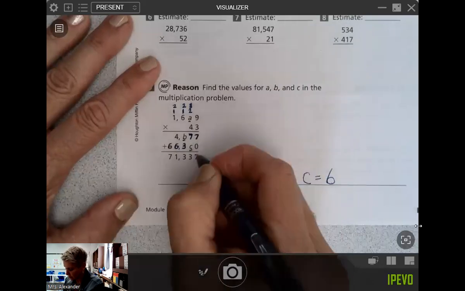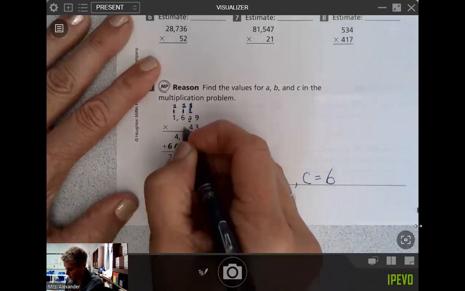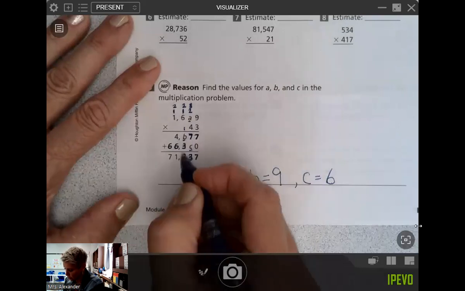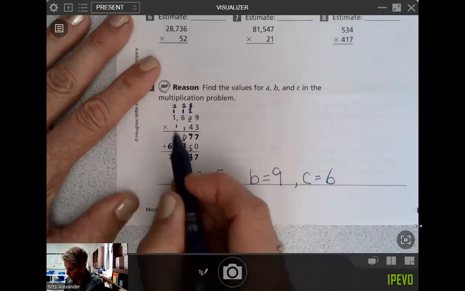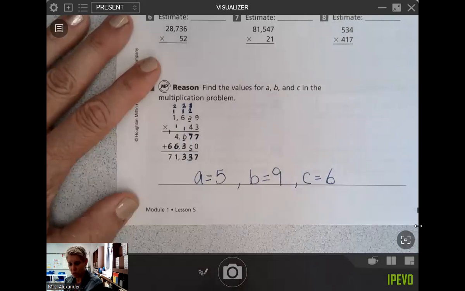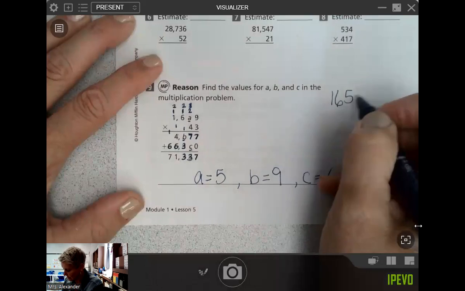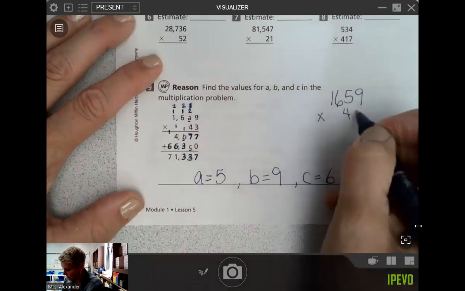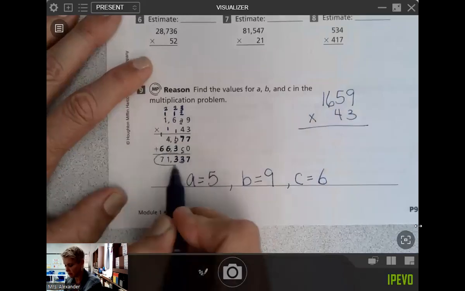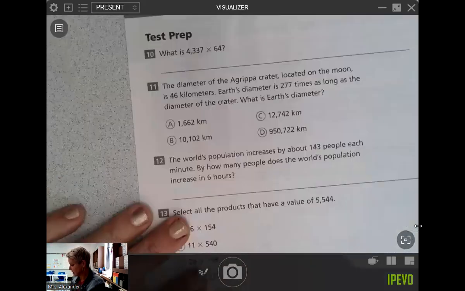So we add. We get 7 plus 0. 7 plus 6 would be 13 with 1 regrouped. 9 plus 3 is 12, plus 1 is 13, regrouped. 4 plus 6 is 10, plus 1 is 11, regrouped. 1 plus 6 is 7. I think that worked out. We have 1659 times 43. Double check that. Make sure we get this same answer of 71,337.